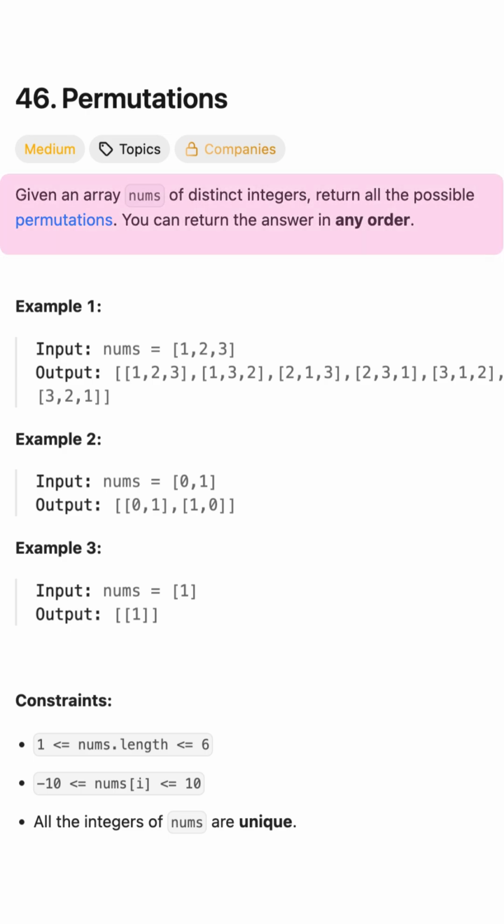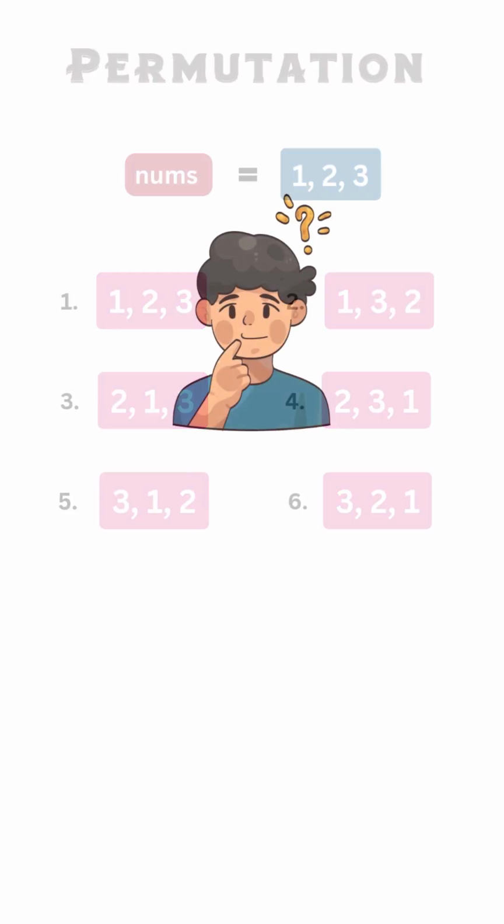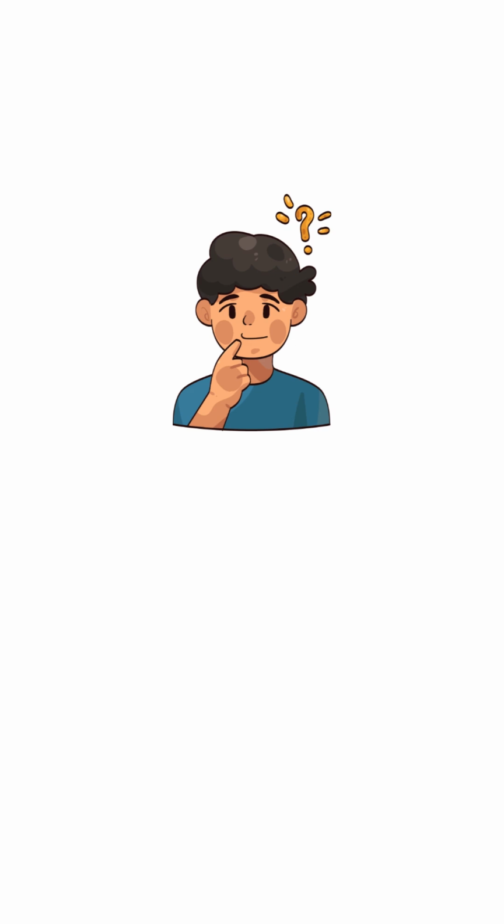Given an array nums of distinct integers, return all the possible permutations. You can return the answer in any order. A permutation is a rearrangement of all the elements of the array. In the output, each of the possible arrangements should appear exactly once. Order is unimportant. So, how would we go about implementing this function?